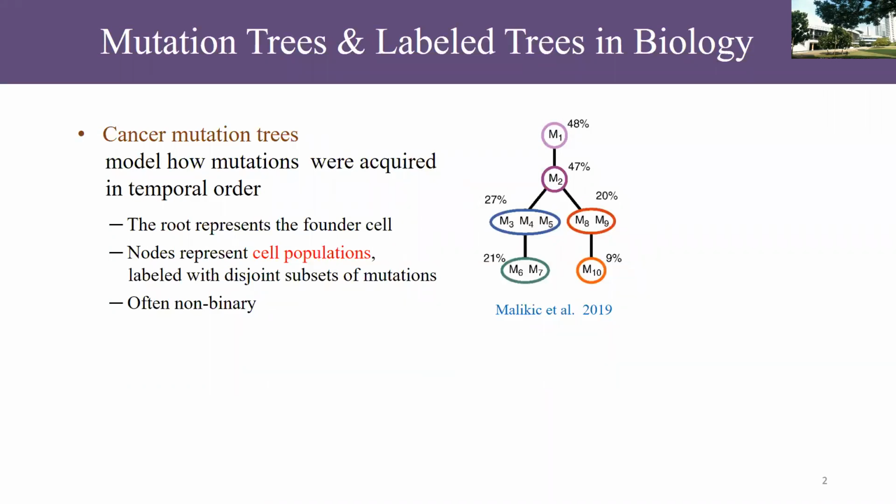Recently, label trees have been proposed to represent how mutations were acquired in temporal order in cancer evolution. In a mutation tree, the root represents the very first tumor cell, and other nodes represent cell populations evolved from the founder tumor cell, which are labeled with novel mutations first seen in the population.